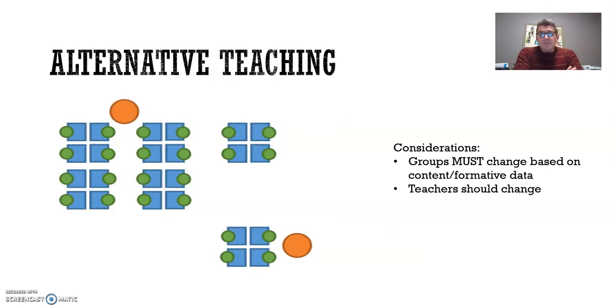Alternative teaching is one that's pretty familiar if you've done co-teaching before, and you may not have even known that you were doing alternative teaching. This is where one teacher is teaching a larger group of the students, and then another teacher is working on content with a smaller group. So again, the roles should change. It shouldn't always be the general education teacher with the larger group and the special ed teacher doing remediation. Those roles should change periodically.